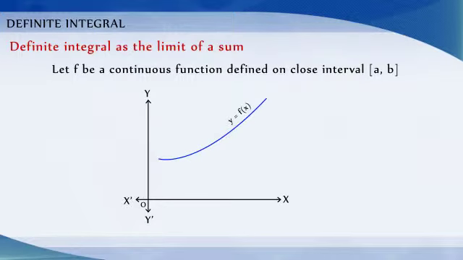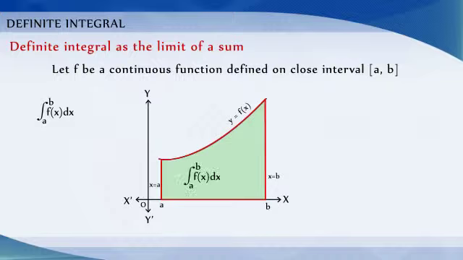Definite integral as the limit of a sum. Let f be a continuous function defined on the closed interval a comma b. Assume that all the values taken by the function are non-negative. So, the graph of the function is a curve above the x-axis. The definite integral, integration of a to b f of x dx, is the area bounded by the curve y is equal to f of x, the ordinates x is equal to a, x is equal to b, and the x-axis. Let us evaluate this area.